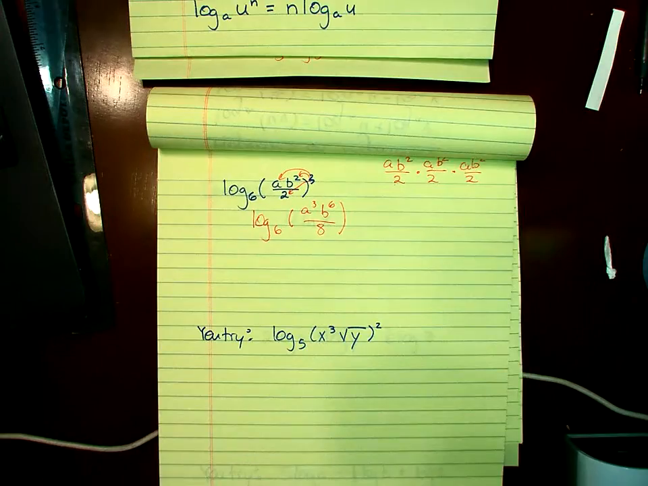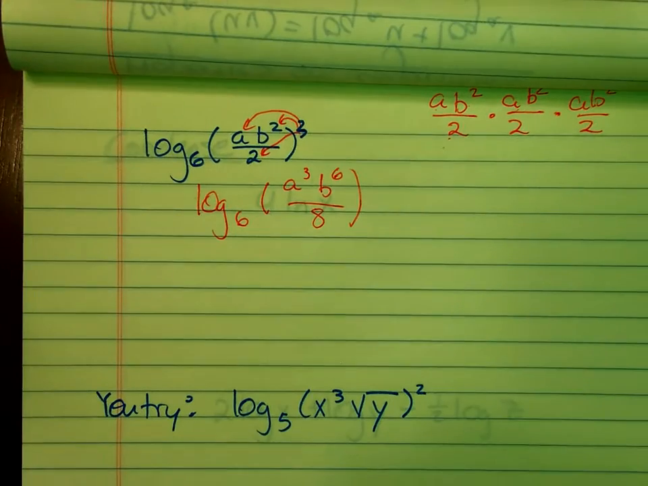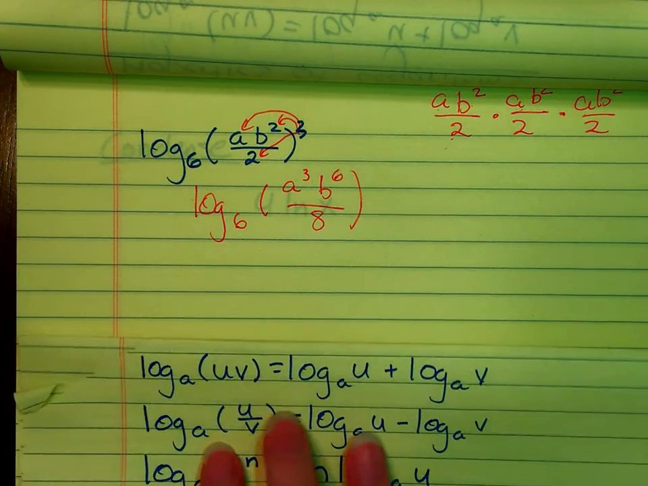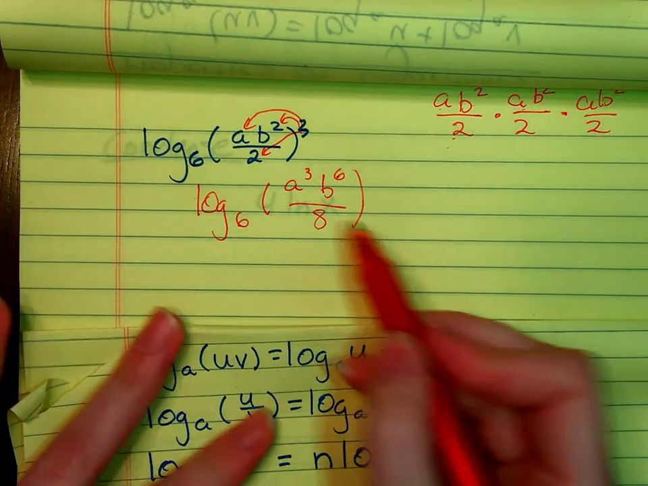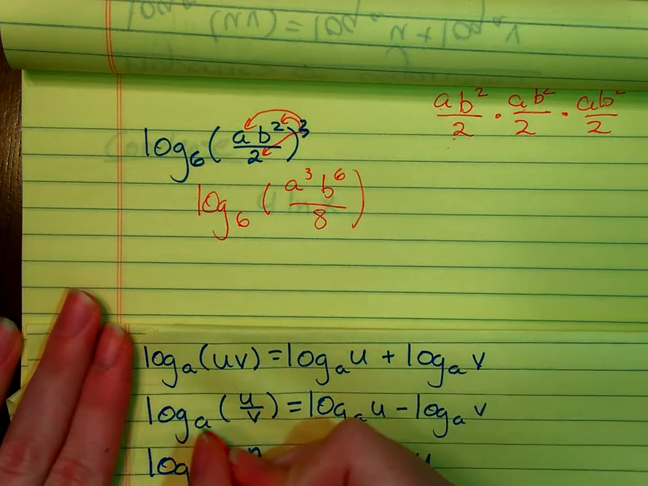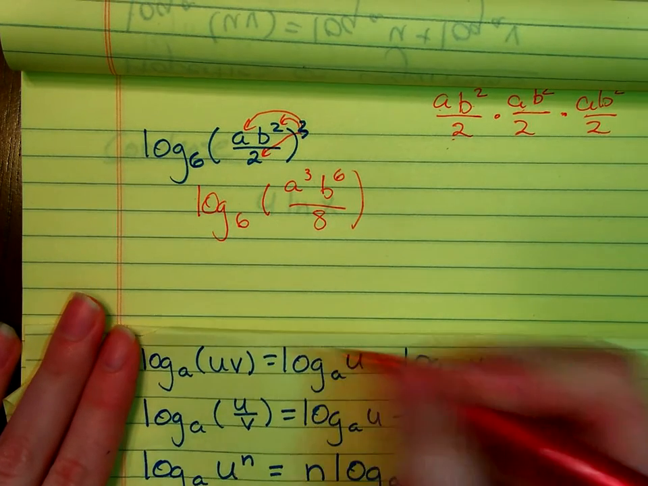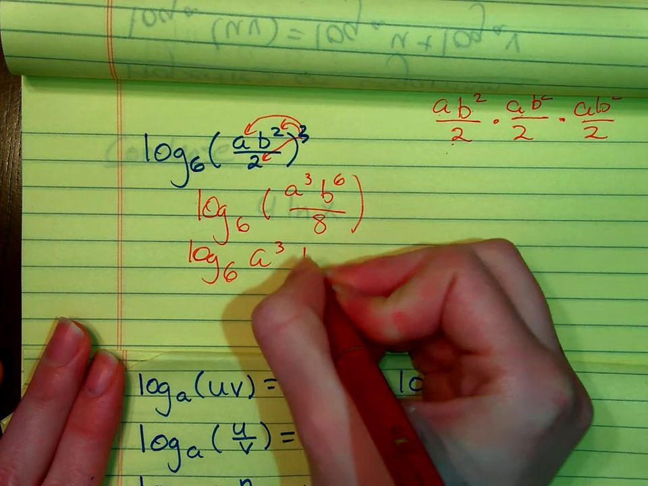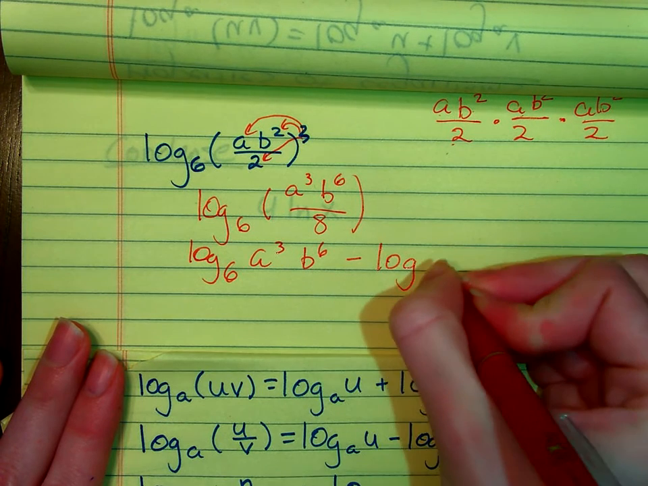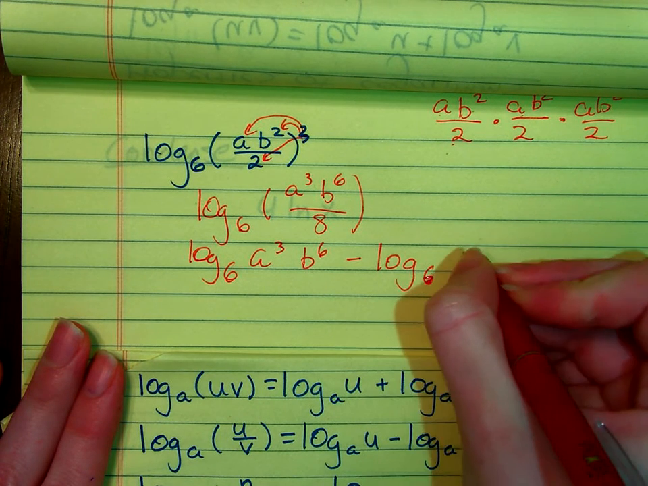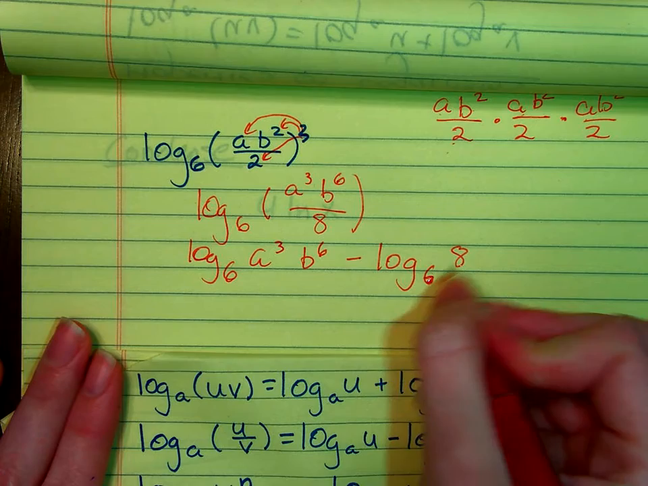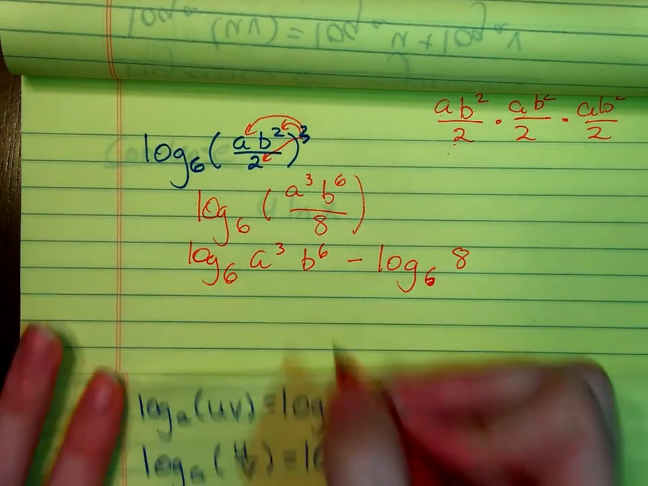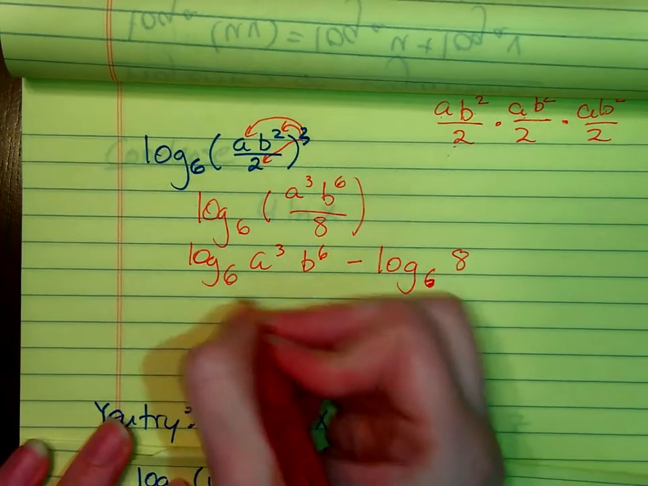Now, let me zoom in a little bit here. I can start to simplify this a little more. We've got multiplication, division, everything going on. I'm going to go ahead and consistently try to simplify division first if I can. So that becomes log base 6 of a to the third b to the 6th minus log base 6 of 8. Now I don't need to touch that log base 6 of 8 anymore. It's done. But I can continue to expand these out. So that's multiplication. We're going to simplify next.